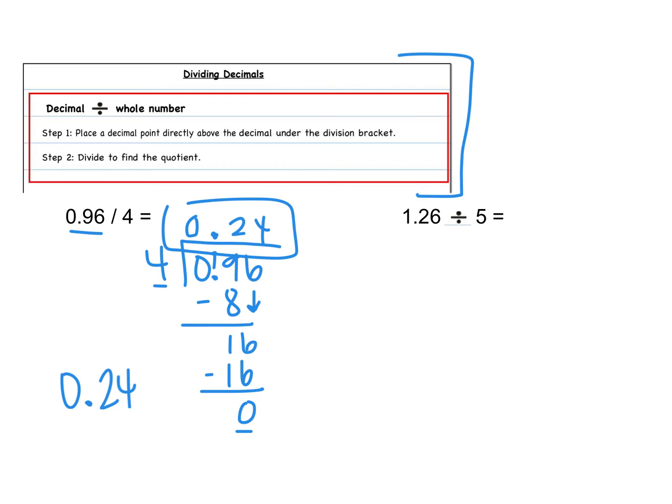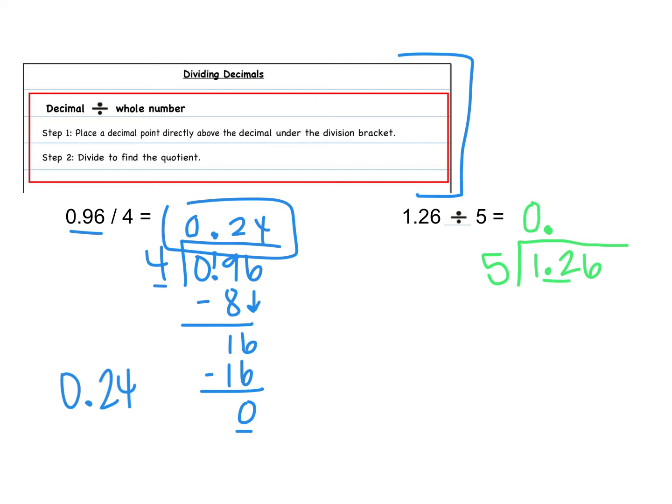1 and 26 hundredths divided by 5. So again, start with my division bracket. The first number goes underneath the bracket. Second number goes on the outside. Carry the decimal straight up above and then divide like normal. Can 5 go into 1? No, so I fill in with a 0. Now we think of it as 12.